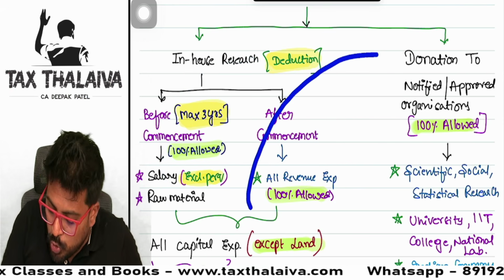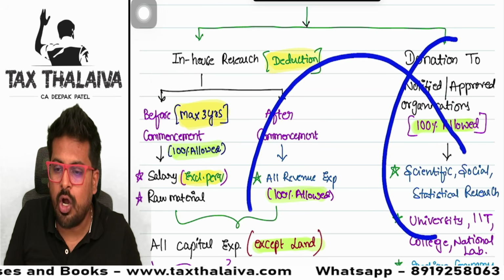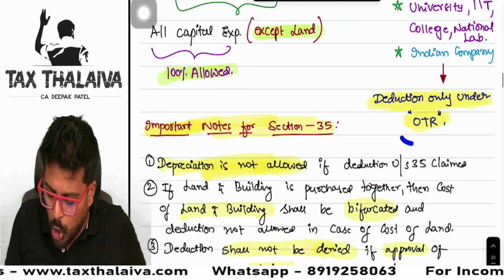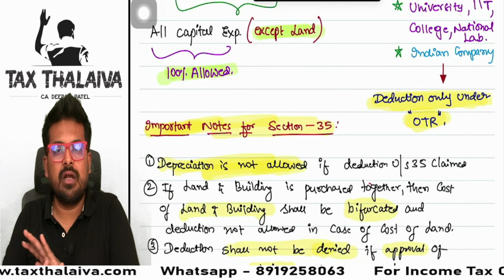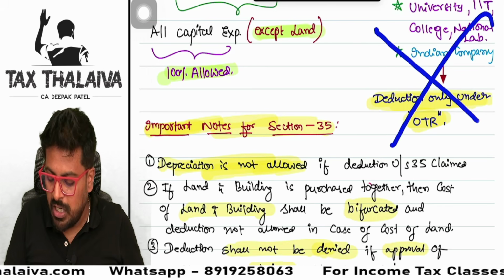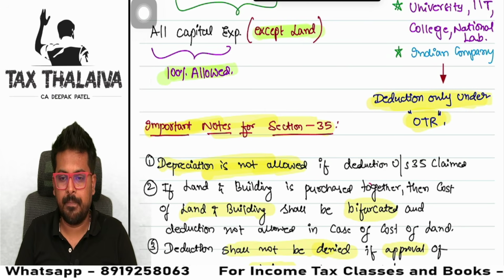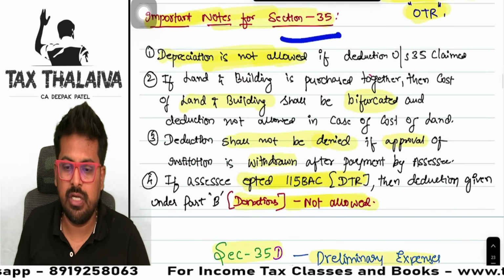But whenever you contribute or donate money to other organizations, you will get the deduction only if you pay tax under the optional tax regime. If you pay tax under the default tax regime, forget about the donation or contribution expenditure, you will not get it. Important note for section 35.